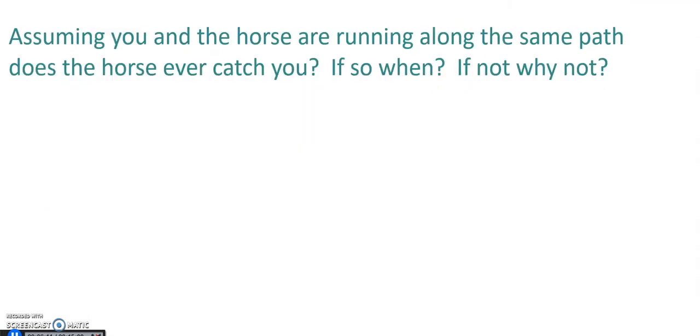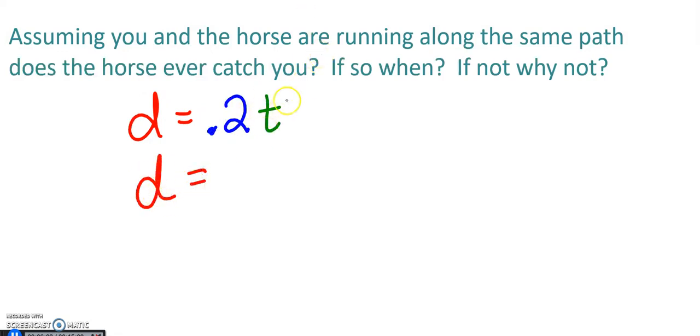All right, assuming you and the horse are running along the same path, does the horse ever catch you? If so, when? If not, why not? So we had two equations. We had our distance equals 0.2 times our time, and we had the distance of the horse equaled 0.5 times our time, lowered by 3, for our y-intercept. Well, if I look at this, I have two variables that I would like to solve for, distance and time, and I have two equations that relate them, so I can use a system here to solve.